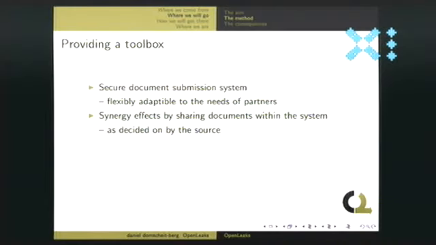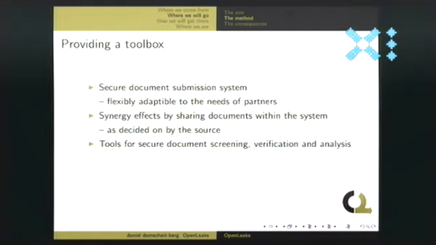All of that is decided on by the source. This is something that is very important to us because we are trying to give as much power back to the source as possible. The source can select what media should get the document first, and the source will be able to say how long that document should remain exclusively with that media organization or with that NGO. So they get a lot of power in the flow of the process in our system.